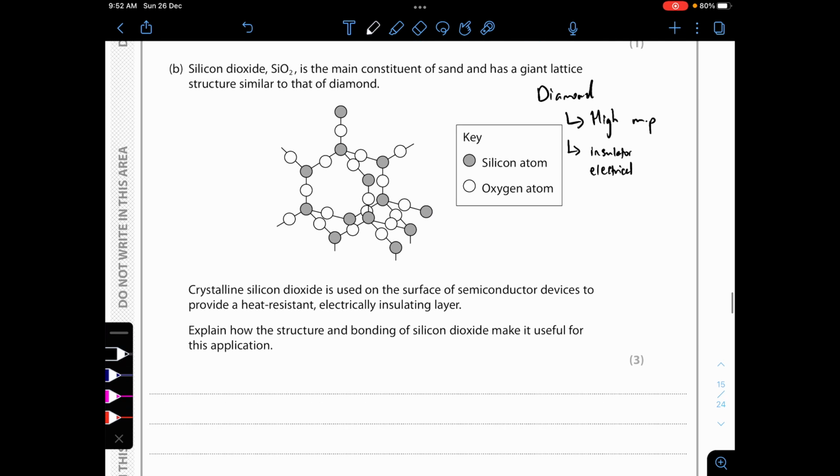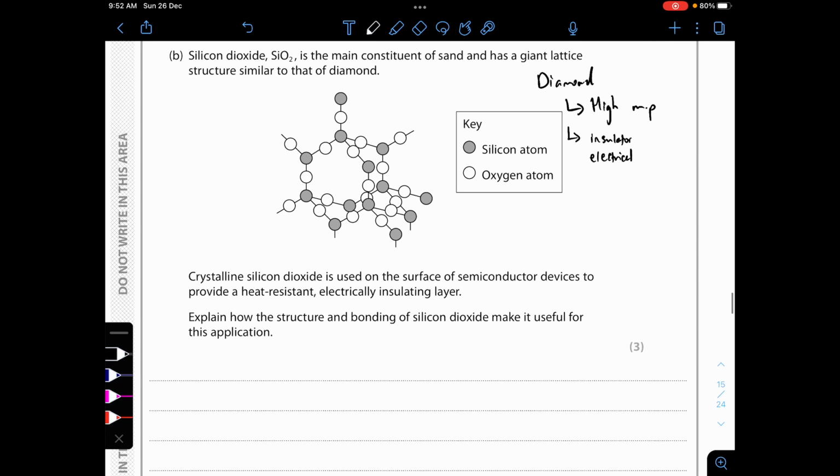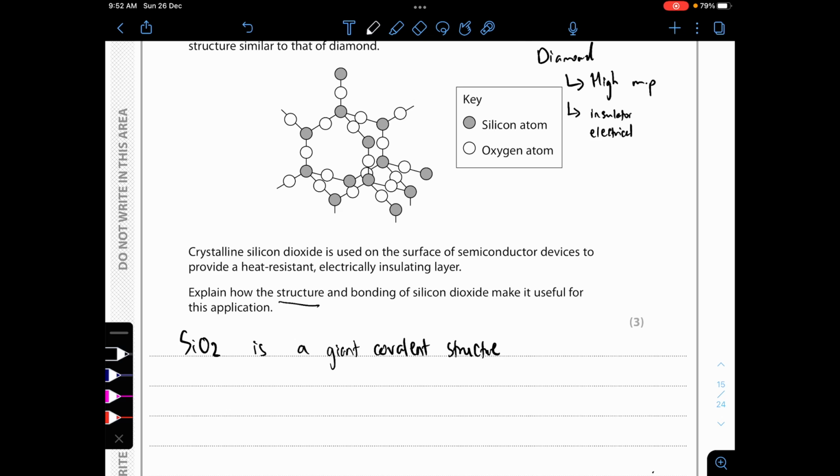Why is that? Well, first of all, when we talk about the structure, what is the structure? SiO2 is a giant covalent structure. So first we talked about the covalent structure, which is the structure part of the question. So giant covalent structure, we talked about that. What else do we know?